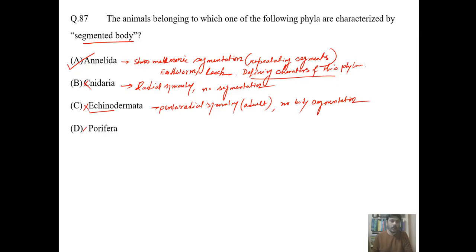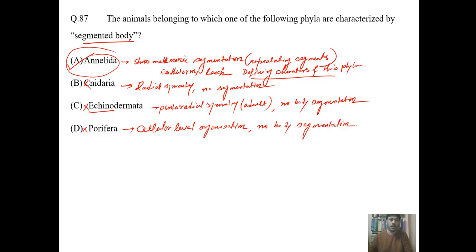Now the fourth option, Porifera, is also wrong because it shows the cellular level of organization and no body segmentation. So option one, that is Annelida, is correct for question number 87.